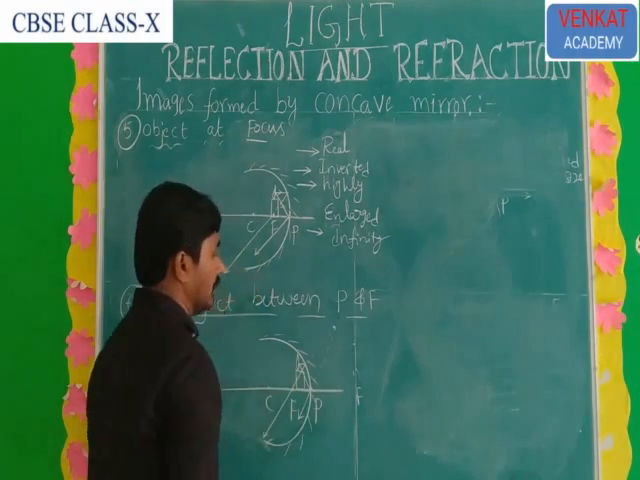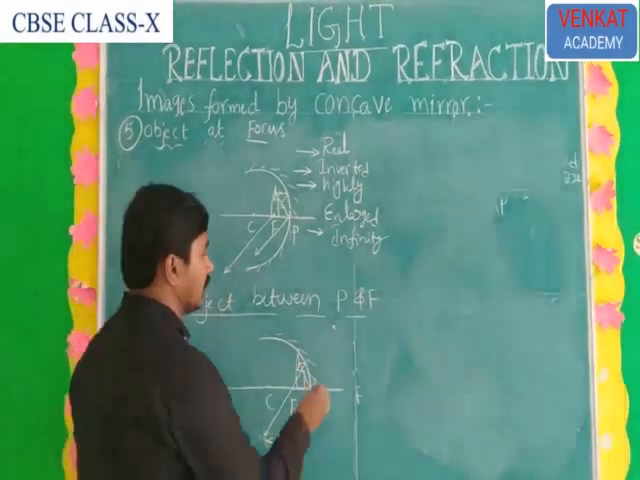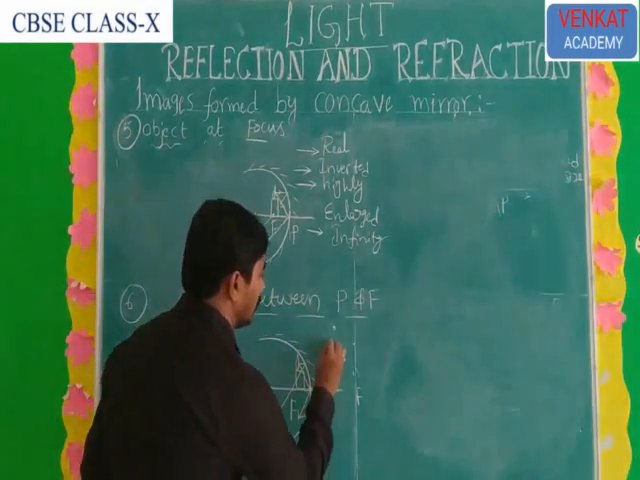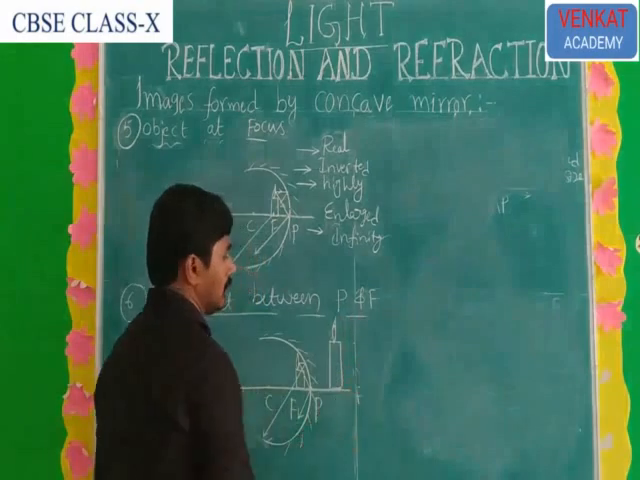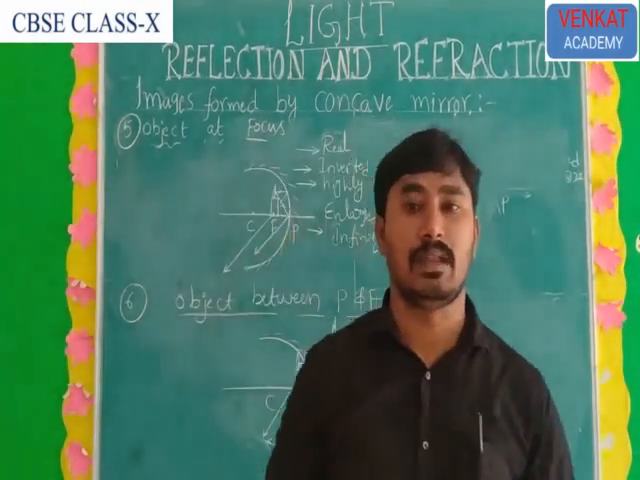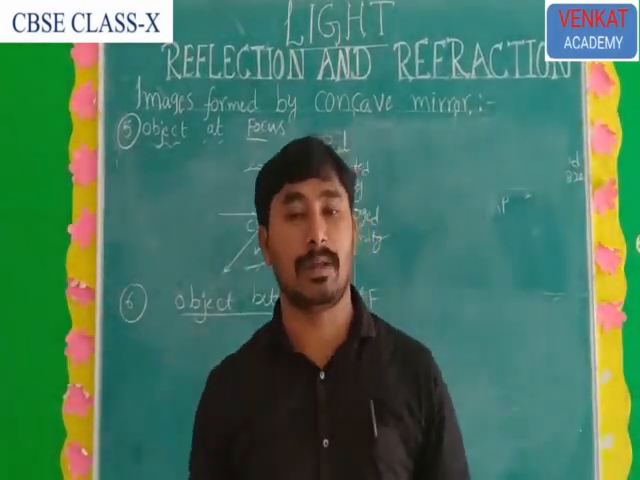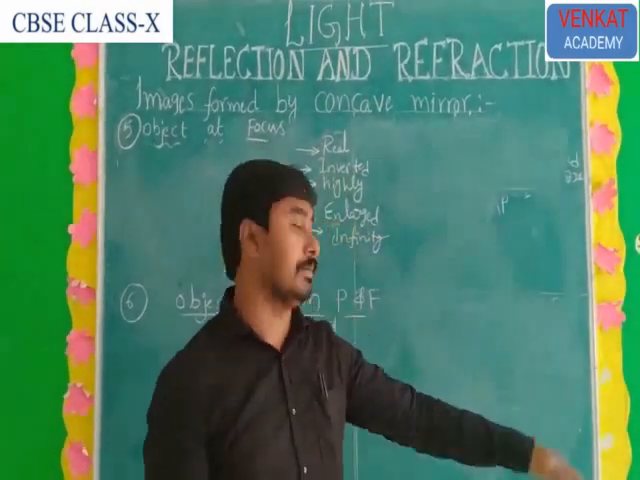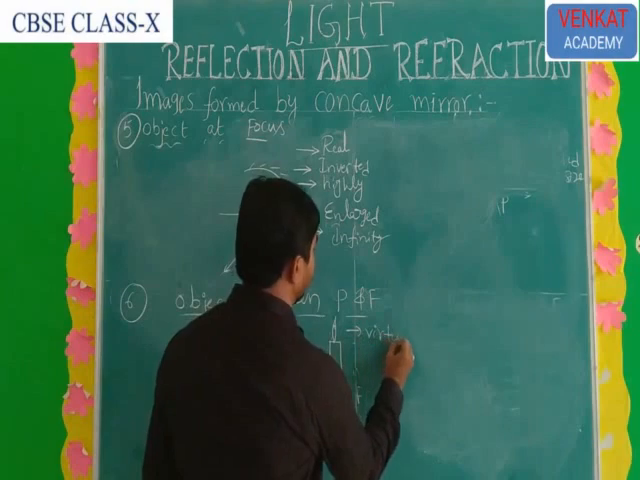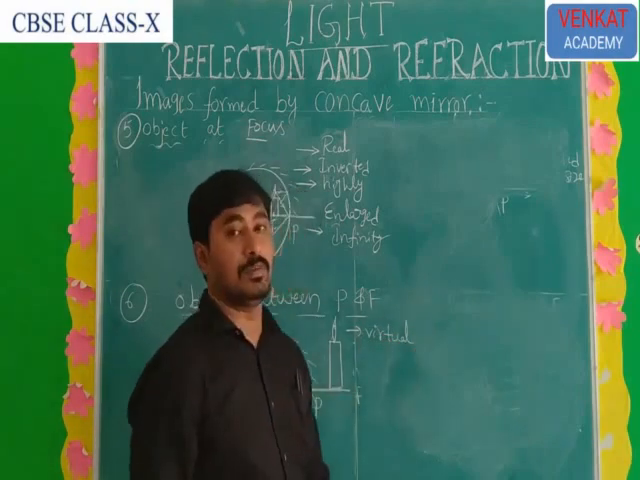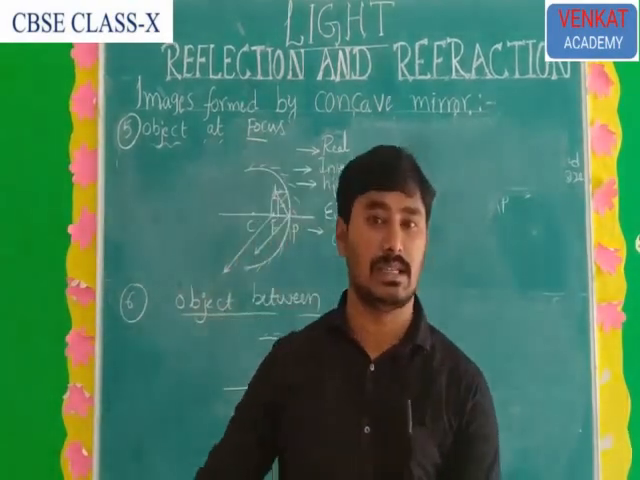At a certain place, these two corresponding rays meet. At that place the image will be formed. So this is the image. What type of image is this? The two reflected rays do not meet directly, thus the image formed is a virtual image. What is a virtual image? A virtual image we can't catch on a screen. We have to see it inside the mirror only.